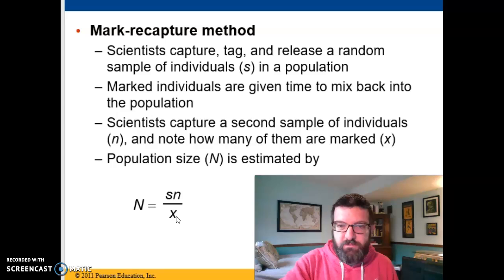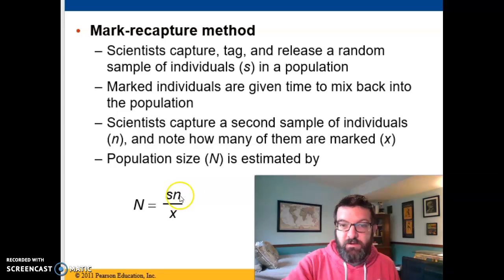So going back to our last math example, if we capture 100 individuals and mark them, that's S. Capture 100 individuals the second time, that's N. So 100 times 100 would be 10,000. And let's say 5 of those individuals in N were marked. So 10,000 divided by 5, that equals 2,000, right? So 2,000 individuals, that's our estimate of the population.